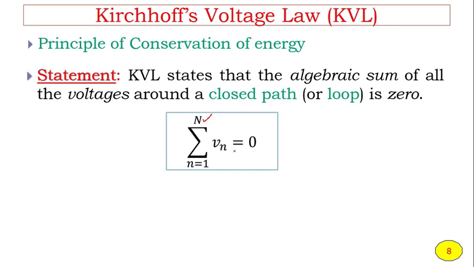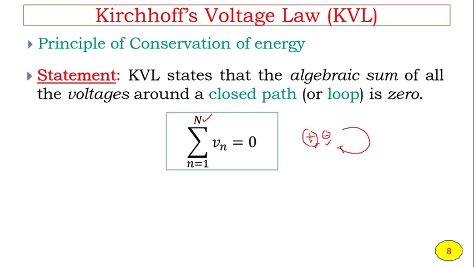In this equation, which voltage should be taken as positive and which voltages should be taken as negative? In other words, how to decide the sign of the voltages? As we know, voltage has polarity, plus and minus sign. So, while traveling around a loop, whichever polarity of the voltage, either positive or negative, is encountered first, we will take the sign of that voltage the same as that polarity.